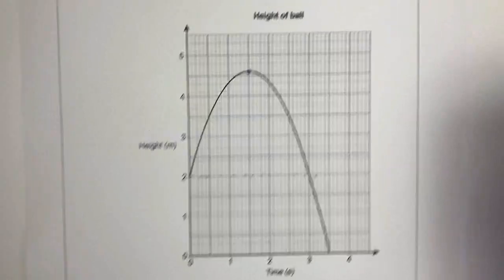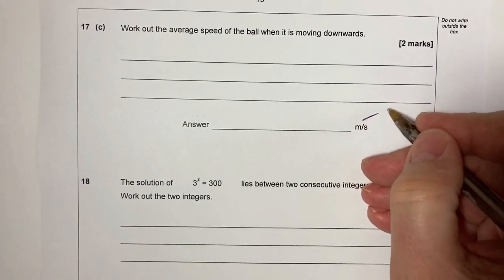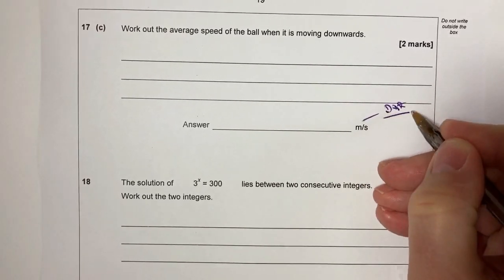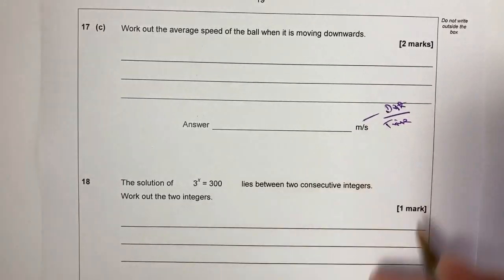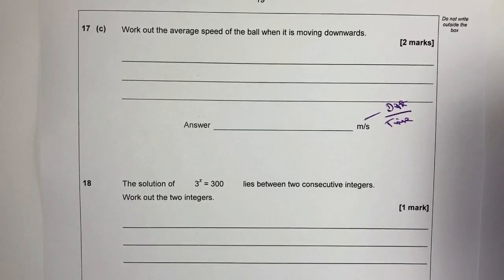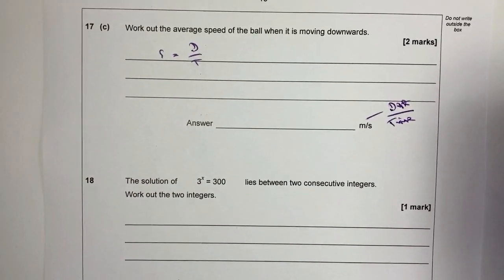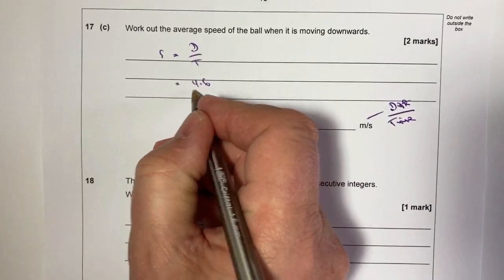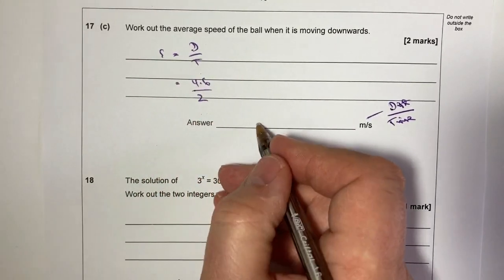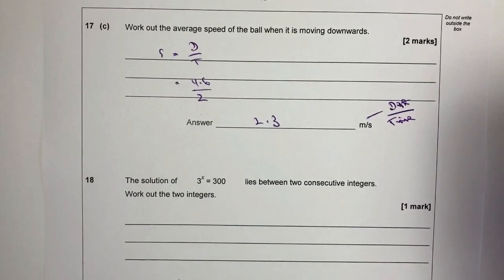So if I want to work that out, the average speed is distance divided by time. Just to point this out, meters is a measurement of distance, per means over, and seconds is a measurement of time. So speed equals distance divided by time. S equals D over T. And again, if you use a triangle, that's perfectly fine, it's not a problem. The distance it travels is 4.6, and the time it takes is going to be 2. So it's actually 2.3 meters per second average speed when it's moving downwards.